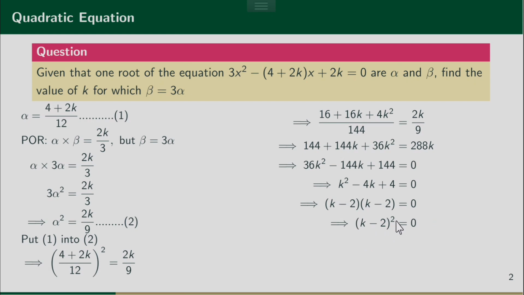Finding the square root of both sides to eliminate the square, I'm left with k minus 2 is equal to 0 because the square root of 0 is 0. Now I just have to take this negative 2 to the right hand side and k is equal to 2. So the value of k is equal to 2 in this particular question.